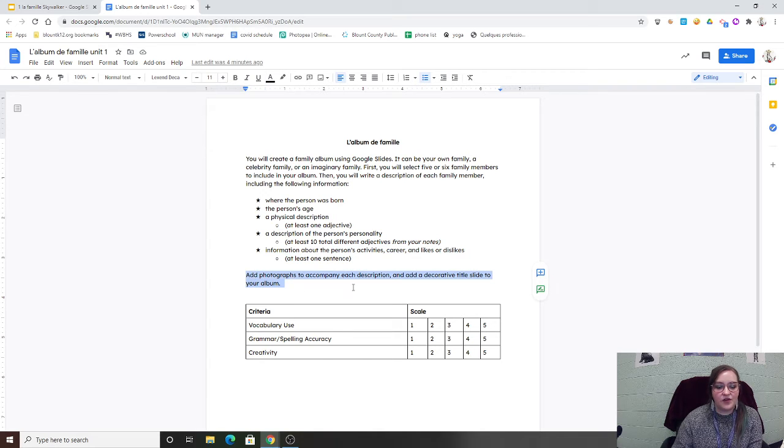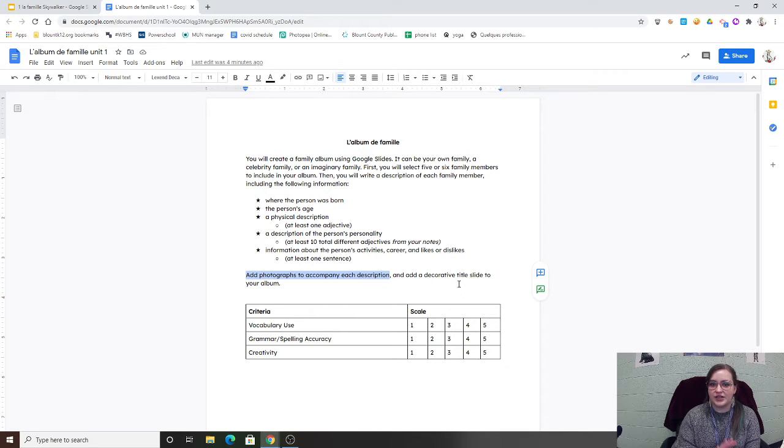Then you must add photographs to accompany each description. This is not optional. This is required. You have to have pictures. It doesn't have to be pictures of your actual family if you don't want to, but you need pictures. So you can Google and add some photographs in there. And you should have a decorative title slide to your album.